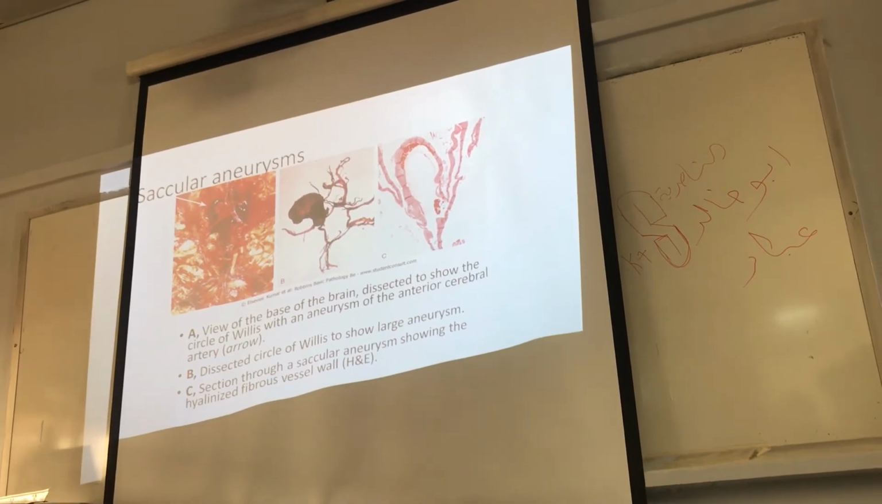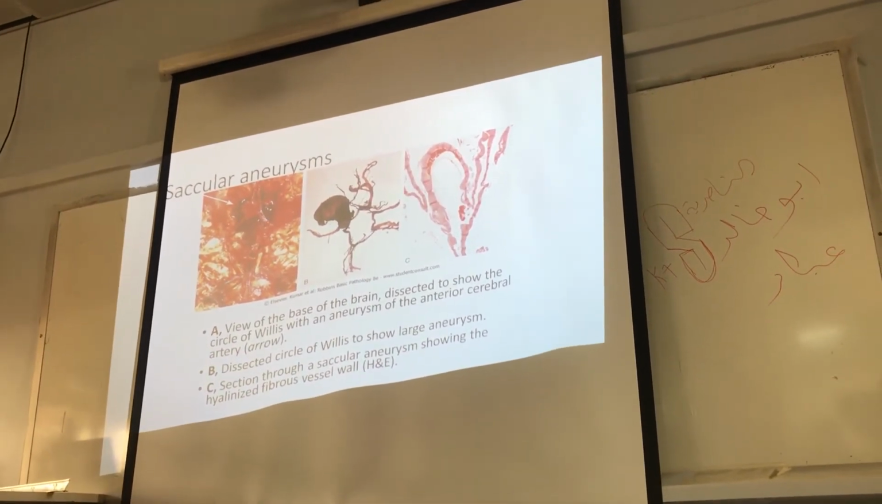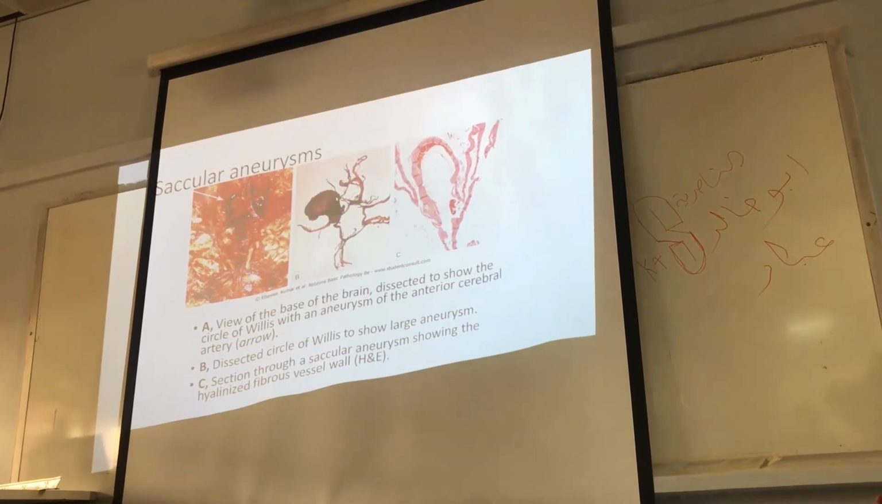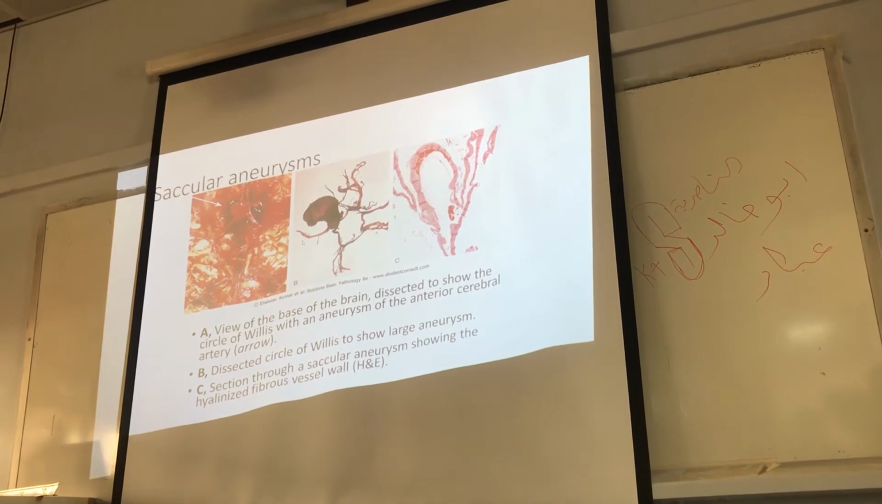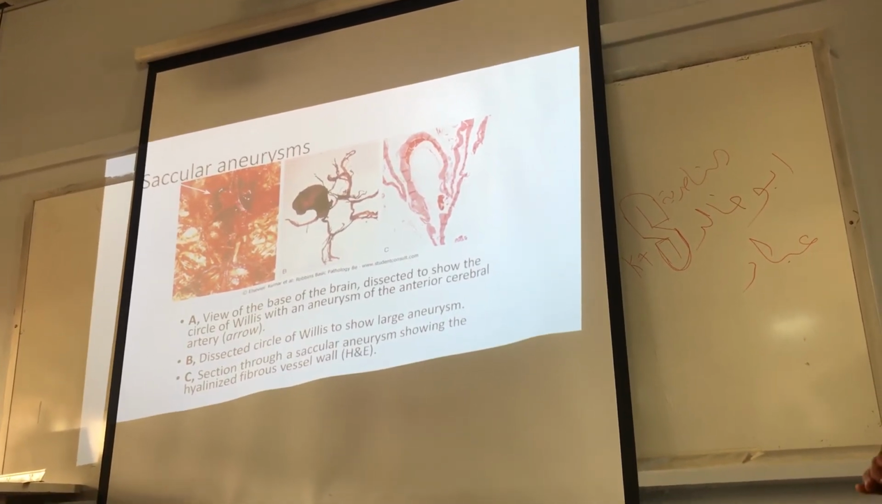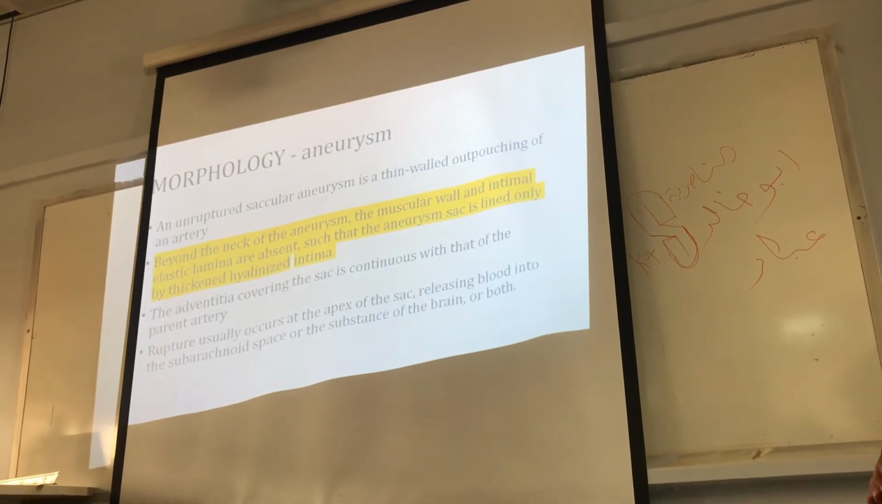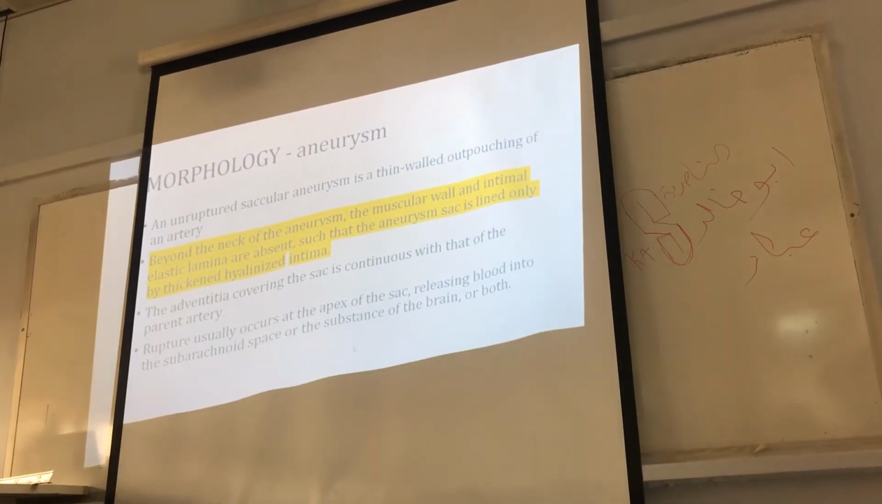This is the neck here. For example, this is the neck, and this whole area is lined only by thick intima. So two layers are absent: media and adventitia are absent. Only thick hyalinized intima is present. Rupture occurs into the subarachnoid space or brain.